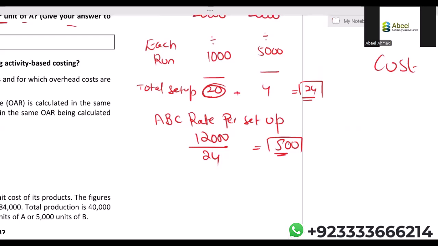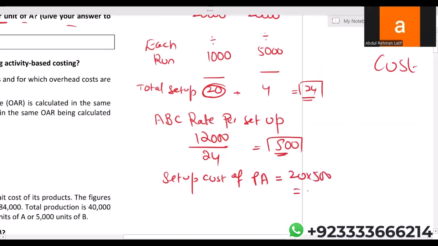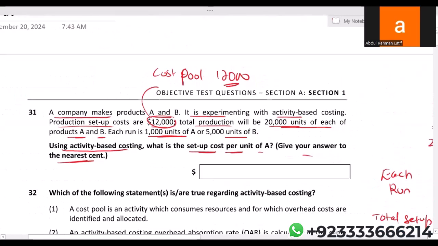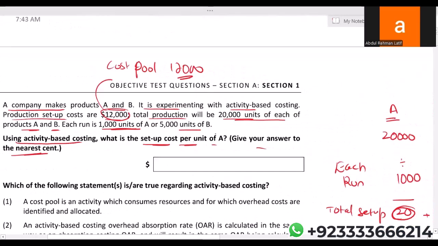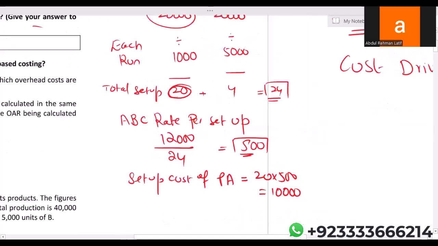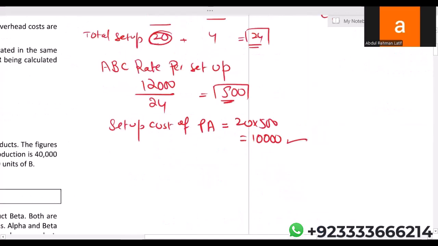So it means setup cost of product A, 20 into 500, that gives us 10,000. Again, this is not the answer. They're asking us to calculate setup cost per unit of product A. Total number of units, there are 20,000. Total setup cost which we have allocated to product A is 10,000. It means that per unit setup cost.